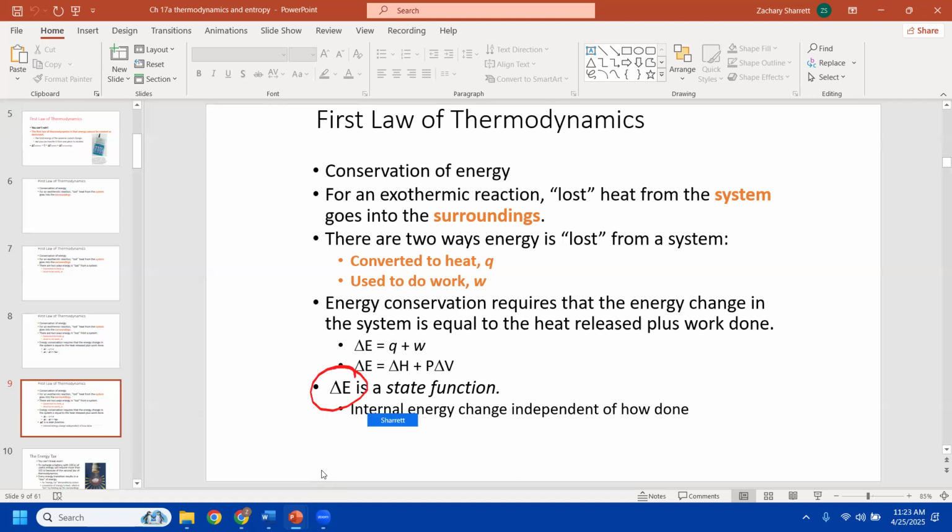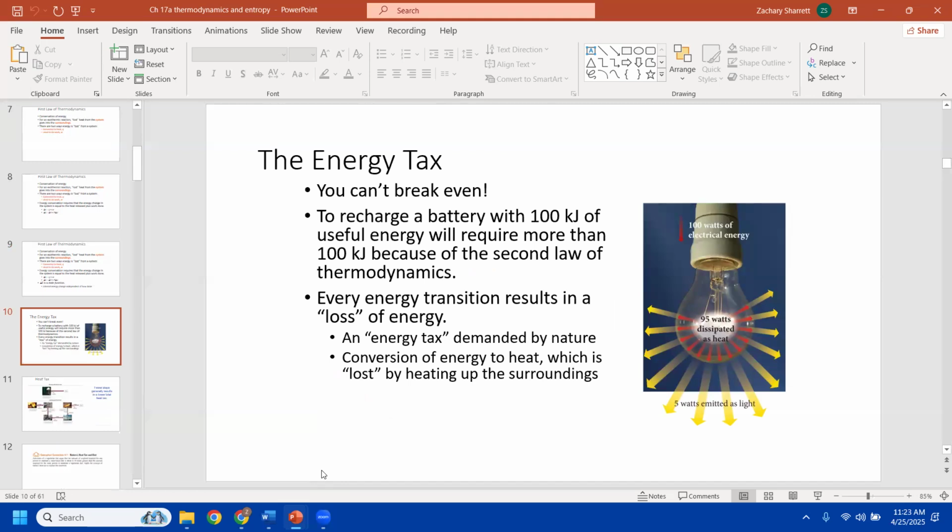So that's why we always see these things as a delta E, and that might confuse us because delta always means change. Really, in all these things, we're just going to think about it as how much entropy something has is delta S. How much enthalpy something has is delta H. How much energy something has is delta E. A change is a weird thing to do, but that's just saying how much can we get out of that in terms of those things. So the energy tax: you can't break even. To recharge a battery with 100 kilojoules of useful energy will require more than 100 kilojoules of energy because electricity has to flow from the charger to the battery.